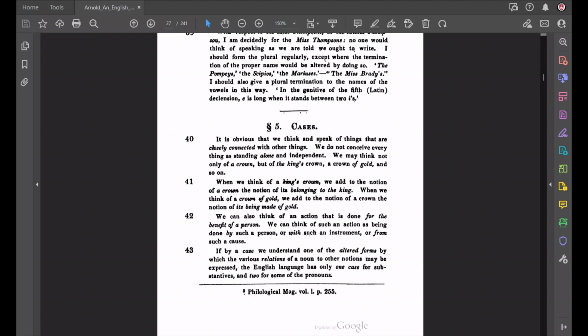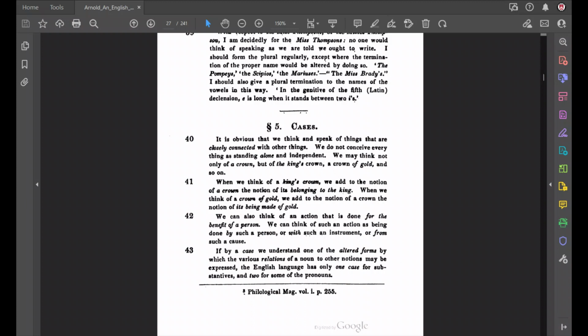So you can see that even though noun substantives can stand alone in speech, we don't necessarily think of them alone or separated from each other. We often join them together and we think of them in close connection.